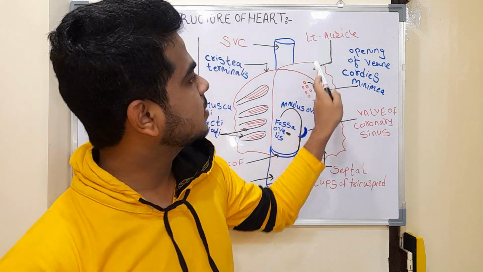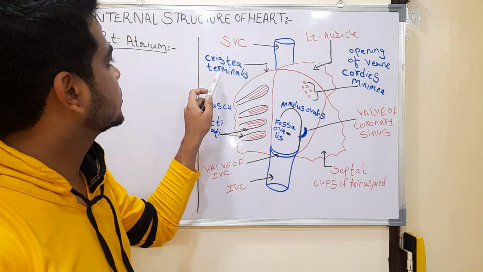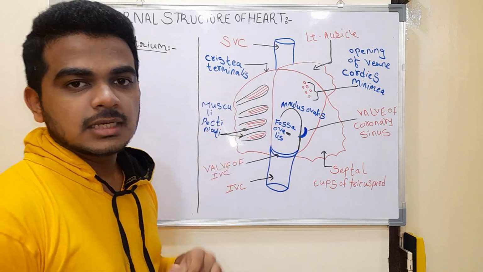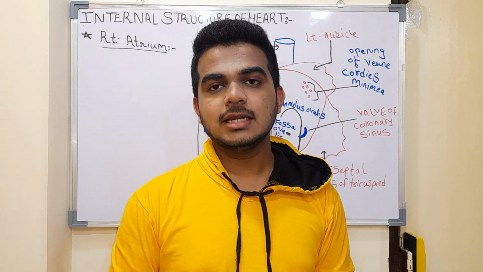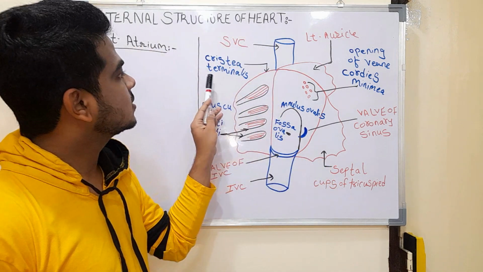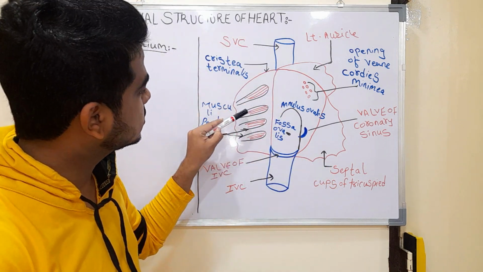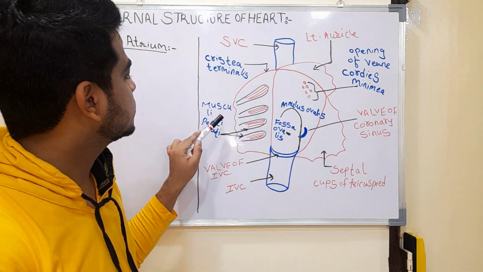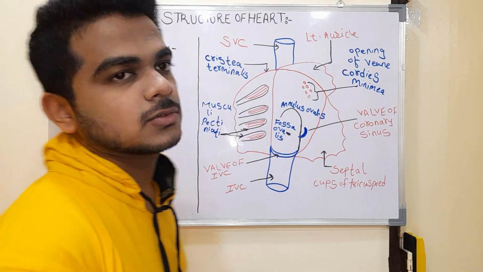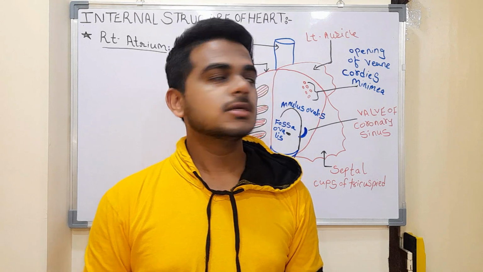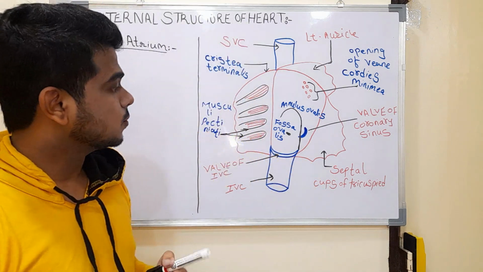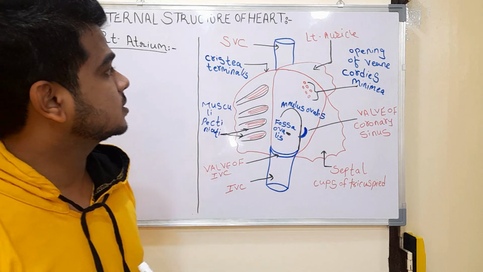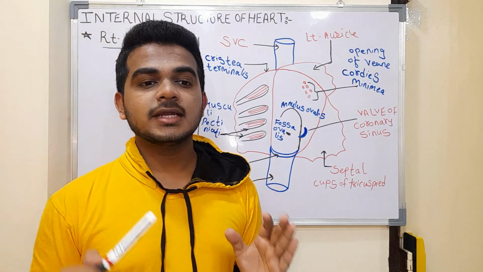This is the right auricle part. Okay, and this is the crista terminalis. It is inside the muscular part of the right atrium. That is the crista terminalis, and this little bit of structure of the muscle is the musculi pectinati. Okay, this muscle is called the pectinate muscle. So in this structure we see the right atrium.